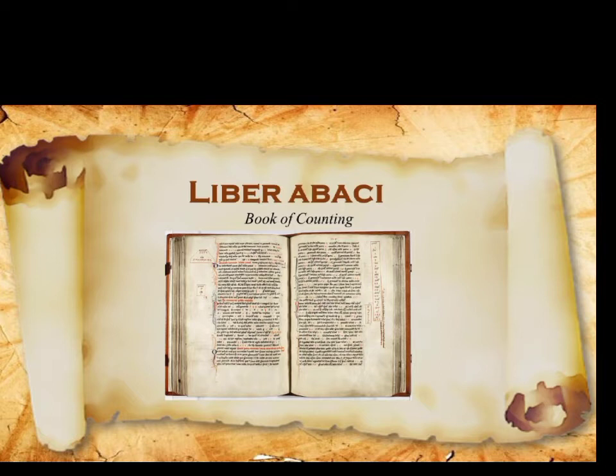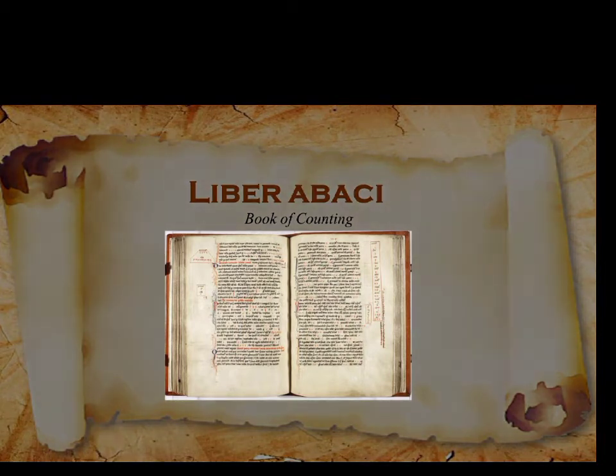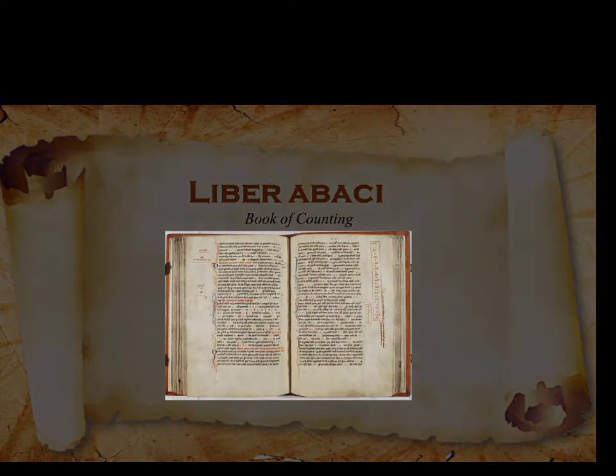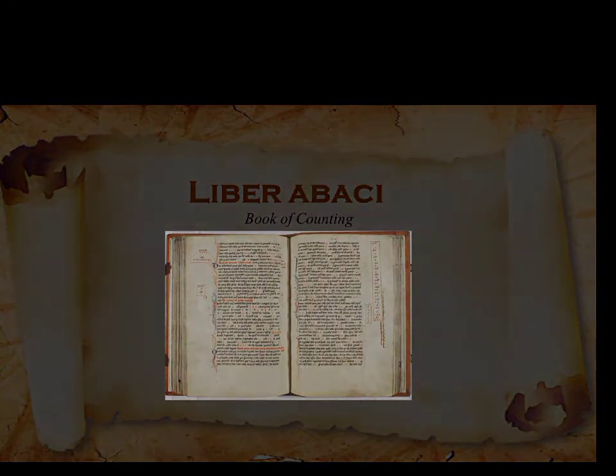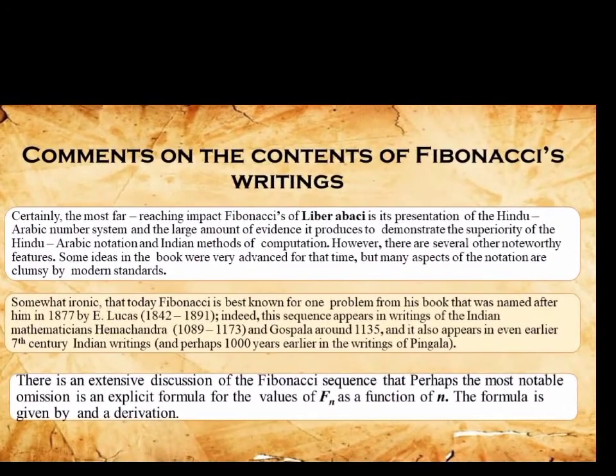Despite the impact of Liber Abaci during the late Middle Ages, the first printed version did not appear until 1857, nearly 650 years after it was first written. Incidentally, the first published English translations of this work appeared in 2003. And these are the comments on the contents of Fibonacci's writings.